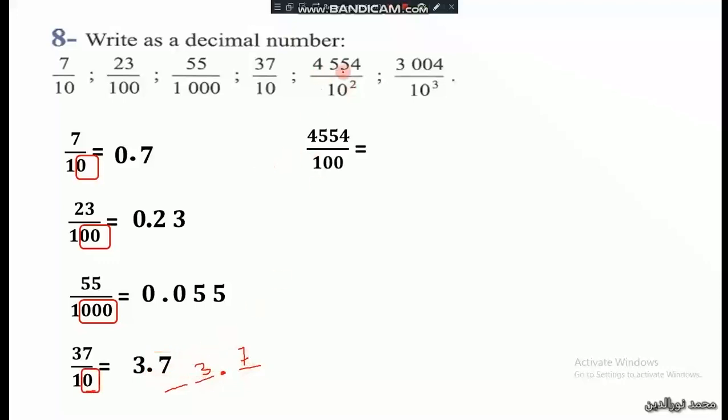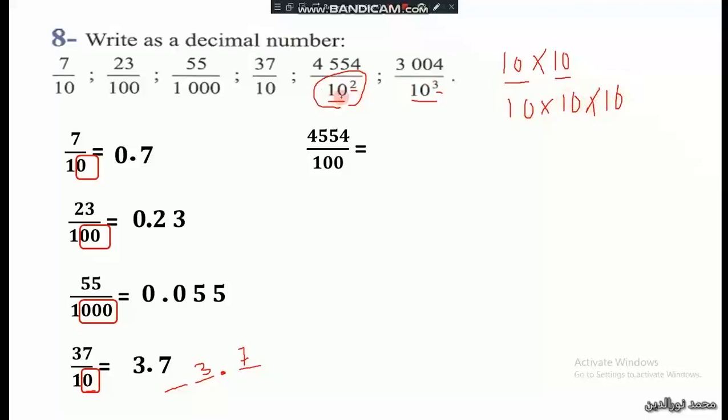Here we have this fraction, 4,554 over 10 to the power 2. What's 10 to the power 2? That means 10 multiplied by itself 2 times. 10 times 10. Here we have 10 to the power 3, that means 10 multiplied by itself 3 times. 10 times 10 times 10.